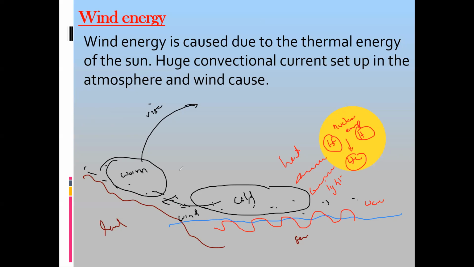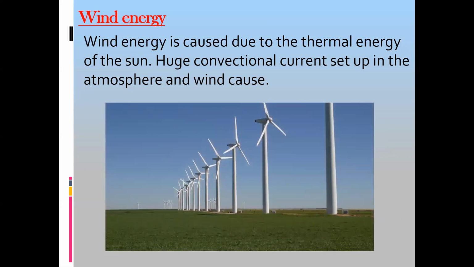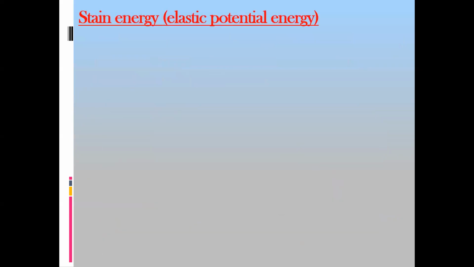The sun is producing lots of energies. And we can use this wind energy: we can use windmills to convert that into electrical energy.